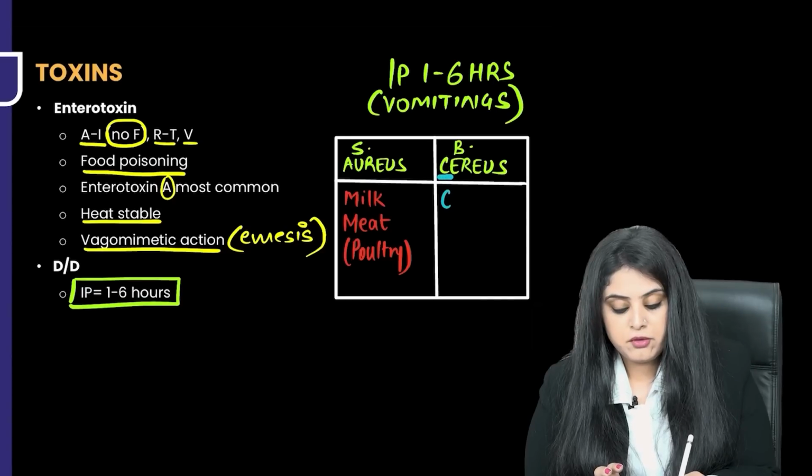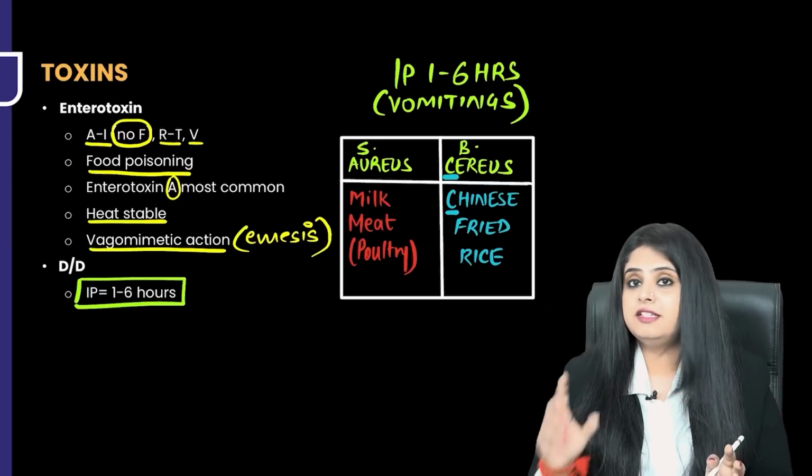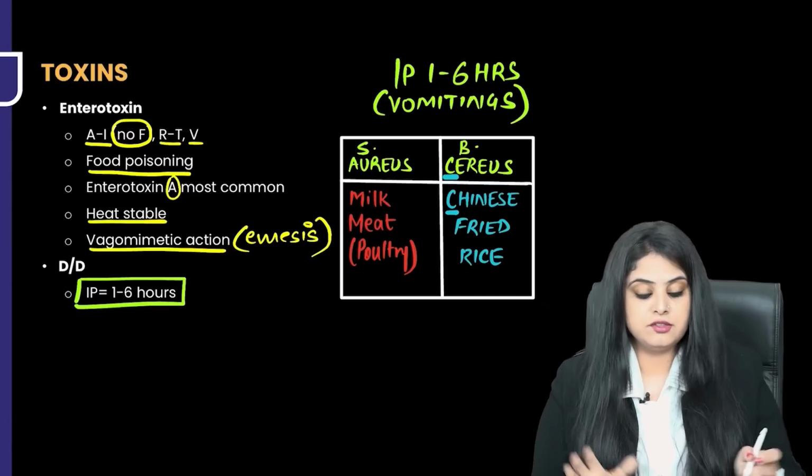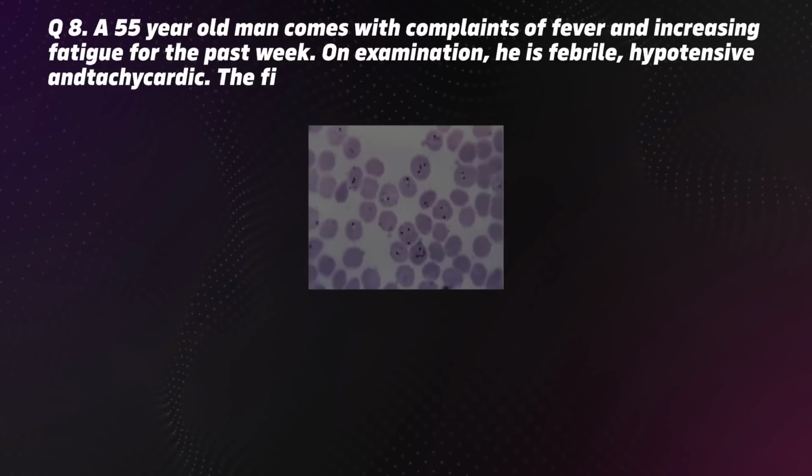Here is the explanation. Bacillus cereus, C for C: if they give you a history of Chinese fried rice, then they are referring to Bacillus cereus. That is going to be your hint in the exam. So milk, meat, staph, and C for C, Chinese fried rice, cereus. Both of them have an incubation period of 1 to 6 hours. Question 8.